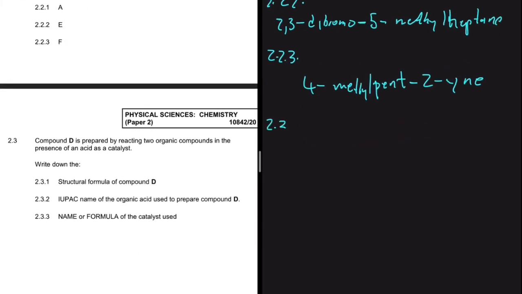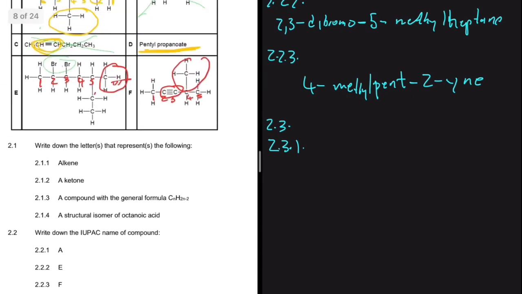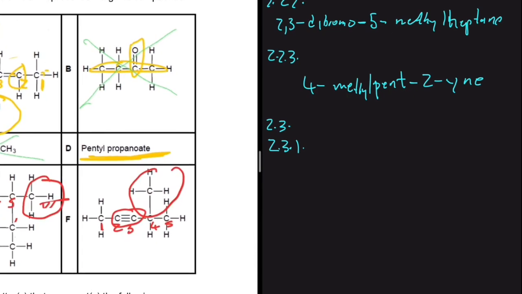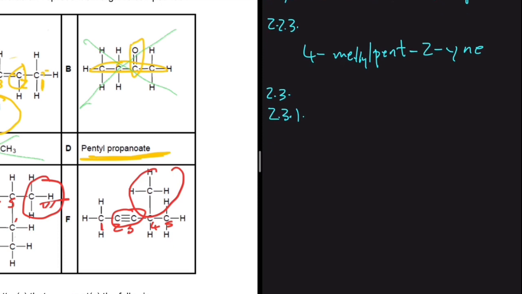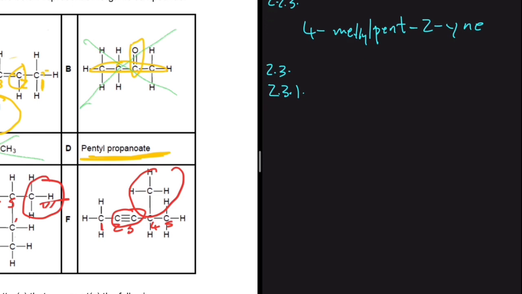Now let's do 2.3. So 2.3 says that compound D is prepared by reacting two organic compounds in the presence of an acid as a catalyst. And then 2.3.1, let's write down the structural formula of compound D. So let's go and look at compound D. So compound D is pentyl propanoate, right? We know that if it ends with propanoate, it's an ester, right? One thing about an ester, the first part of the name is the alcohol and the last part of the name is the acid. So let's write the structural formula.